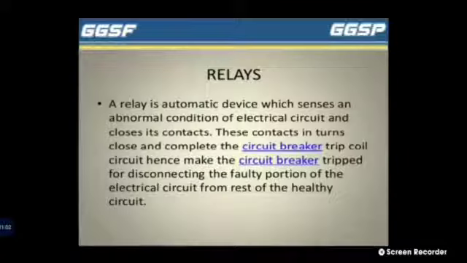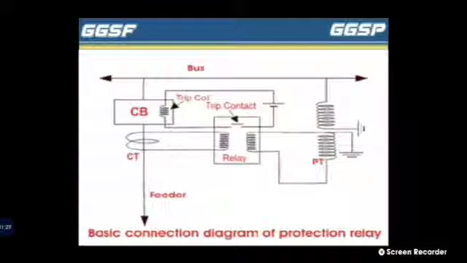Now next is the relay. A relay is an automatic device which senses an abnormal condition of an electrical circuit and closes its contact. This contact closes and completes the circuit breaker trip coil circuit, hence making the circuit breaker trip, disconnecting the faulty portion of the electrical circuit from the rest of the healthy part. Next is the basic connection diagram for a protection relay.